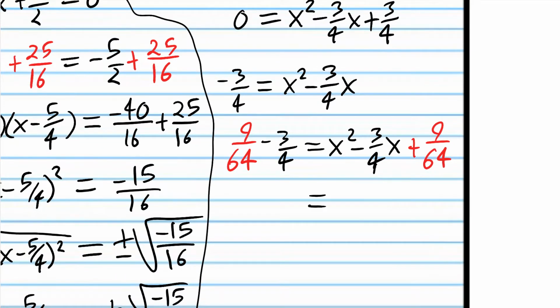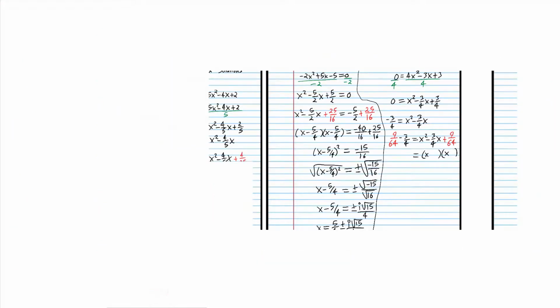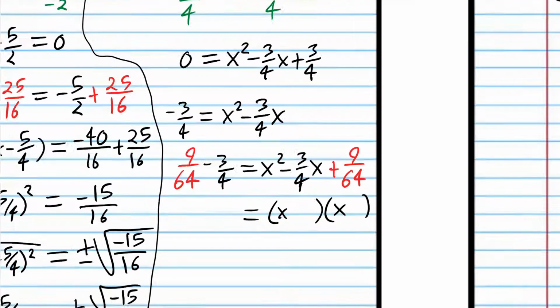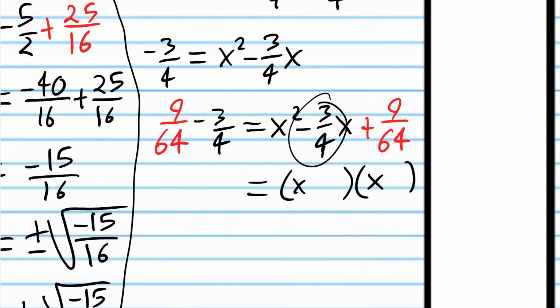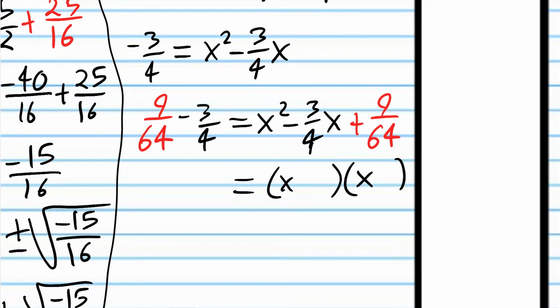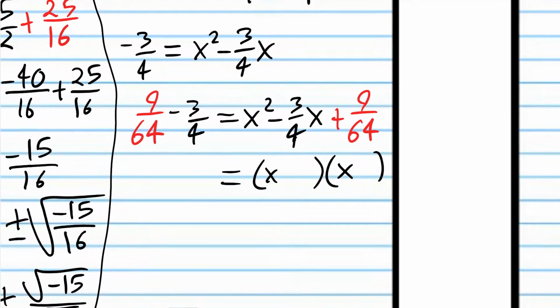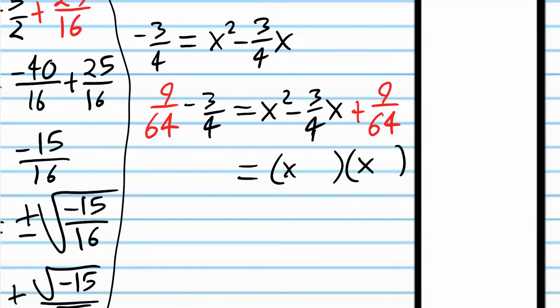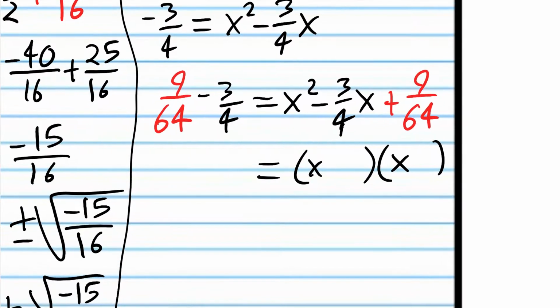This is now a perfect square. Always take this number, divide it by 2, and square it. So far, all the numbers that we've had here are negative. That was just a coincidence. But sometimes you're going to have a positive here, and then obviously your numbers will be positive. In fact, I think the last one of these types of problems is going to have a positive there. Okay, so that's going to be 3/8 when you divide 3/4 by 2.